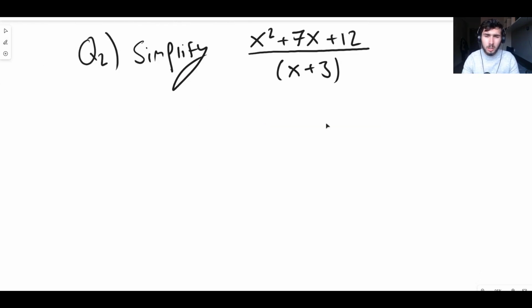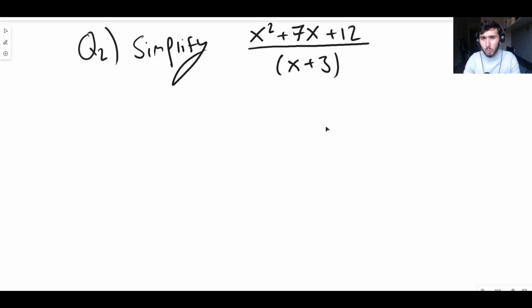Okay guys, now we're going to look at another example. Simplify x squared plus 7x plus 12 divided by x plus 3. You might be noticing immediately that we can't do the method that we just used. We can't just divide everything by x or x plus 3, because that would be ugly and we can't do it. We also can't divide by any constants, like the number 2 or 3 or 4 or 5. We can't do it. So, what's the method?